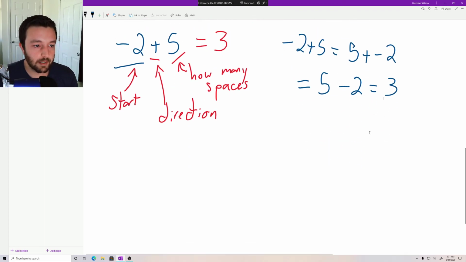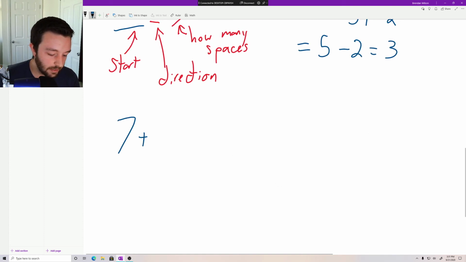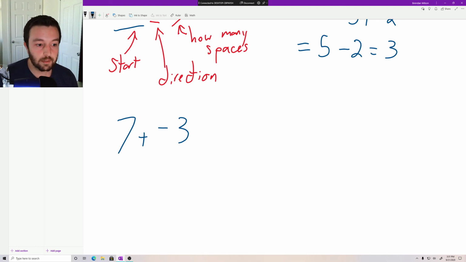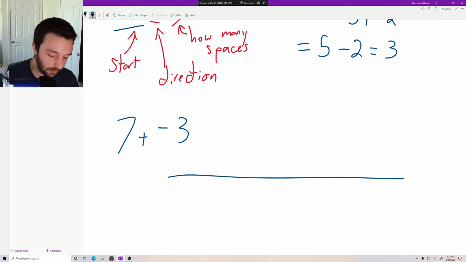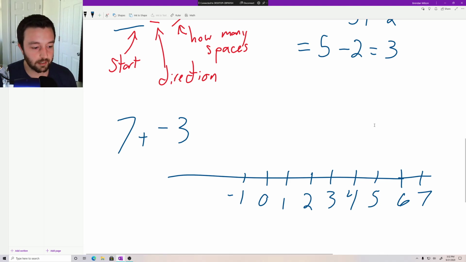So let's do some more practice with adding though. If we have 7 plus -3, like I said, this is the same thing as 7 minus 3. So it should be 4. If we want to do it with a number line though, you don't have to do it with a number line. It's just a nice thing to default to if it gets confusing, which it might, especially when we do subtracting a negative.